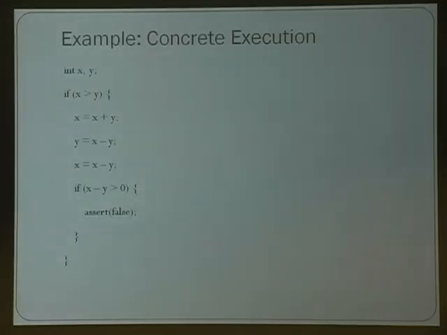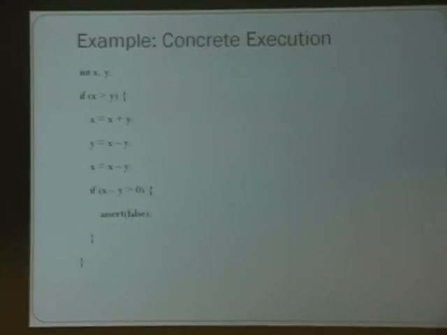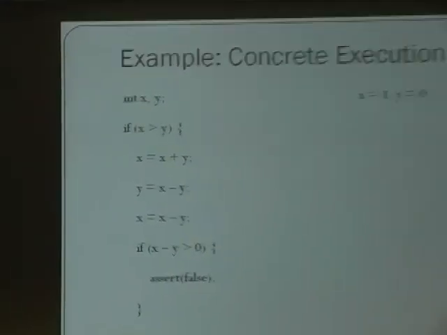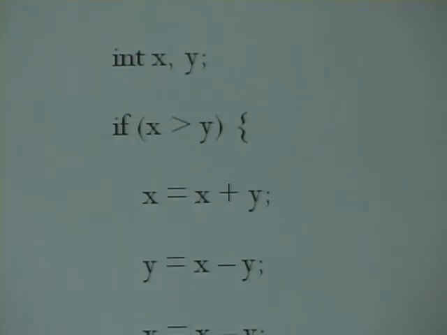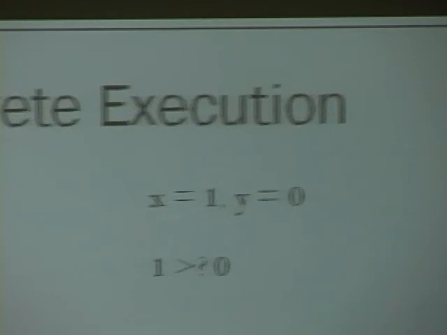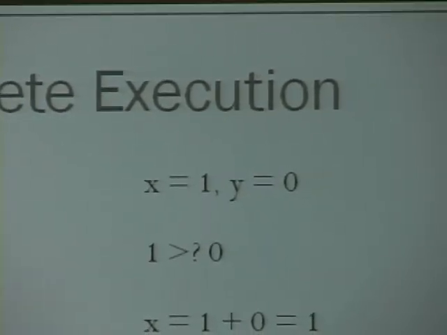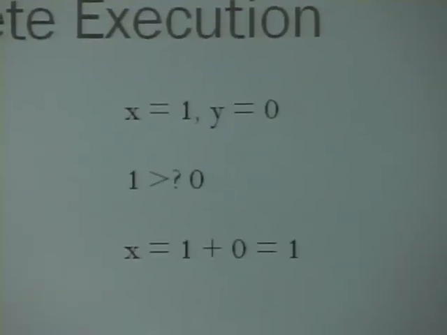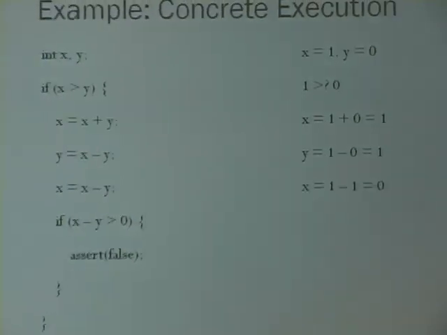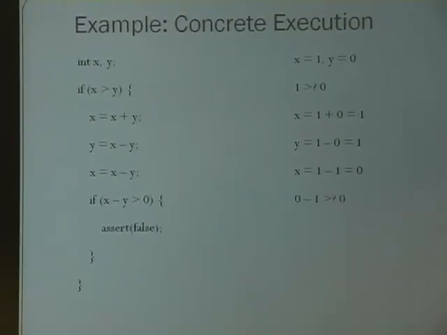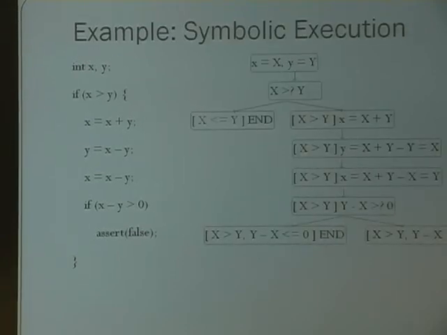For example, let's take this simple program. A concrete execution with x equal 1 and y equal 0 will first check is 1 greater than 0, take the if statement, execute x, and execute y, find x again, check that, yep, it's -1, which is not greater than 0, and terminate.